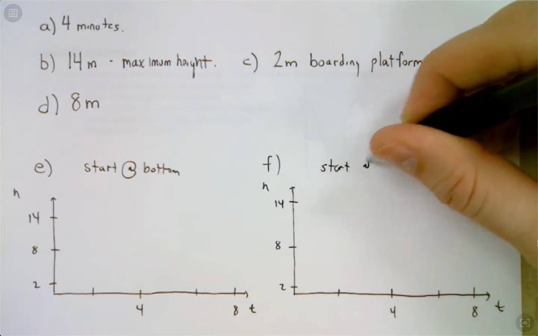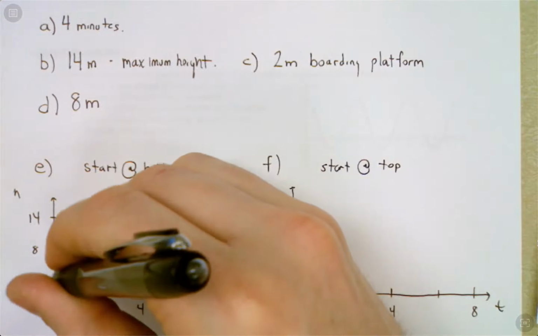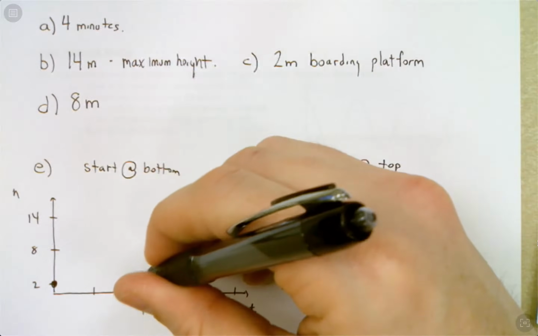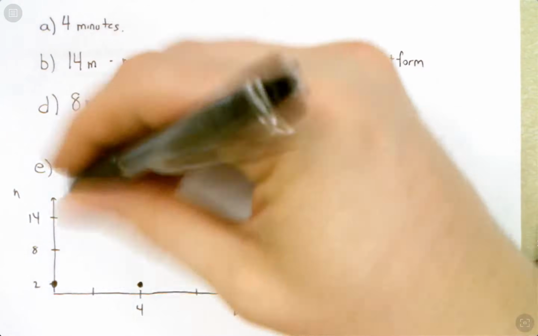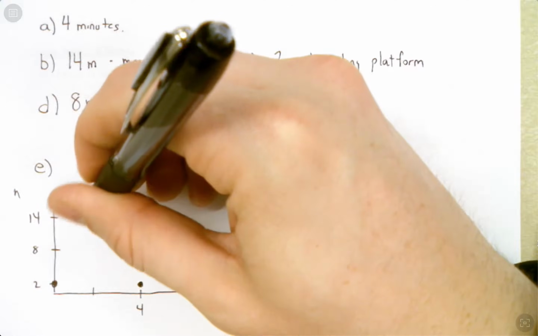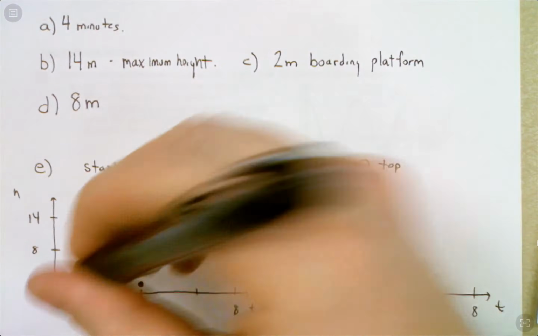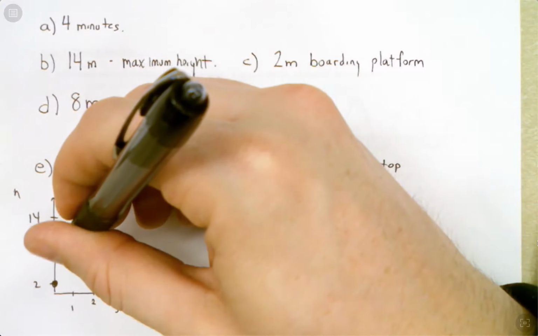So if we start at the bottom, we're going to start here. We know it takes 4 minutes to do a whole rotation, so after 4 minutes, we're going to end up back here. In the middle, where would we be? Well, in the middle of the bottom would be the top. So the top would be here at 2. So where would we be in the middle? Well, we'd be in the middle at 1 and 3.